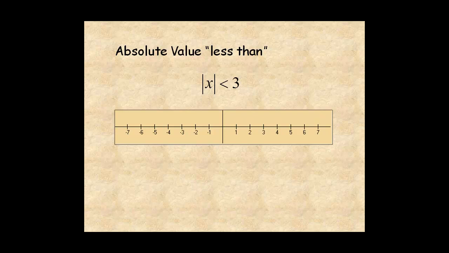To begin with, it's easy to see that all the numbers from 0 to 3 have absolute value less than 3. For example, pick the number 1.5. The absolute value of 1.5 is 1.5, which is definitely less than 3.